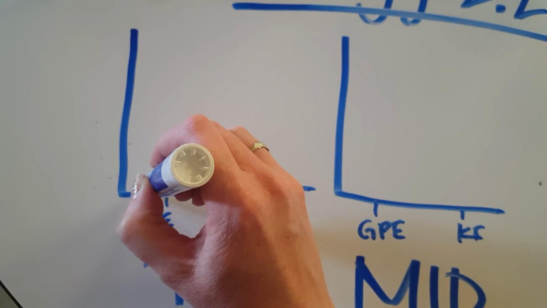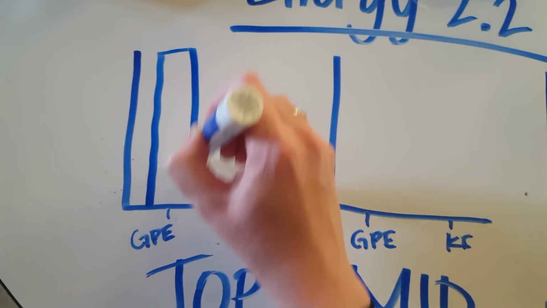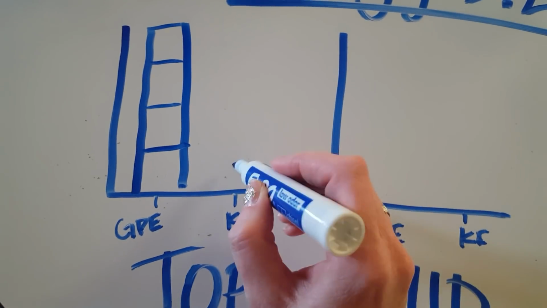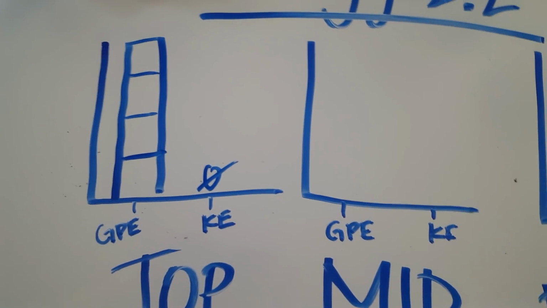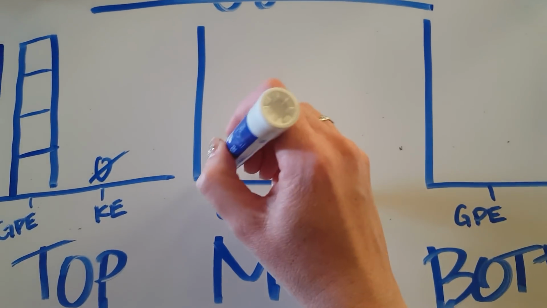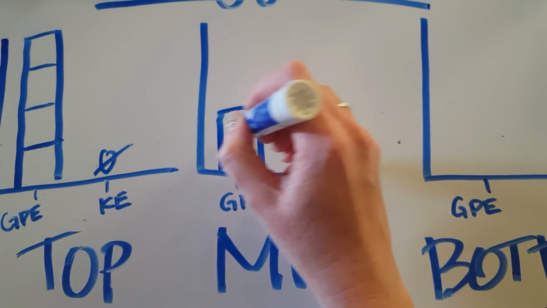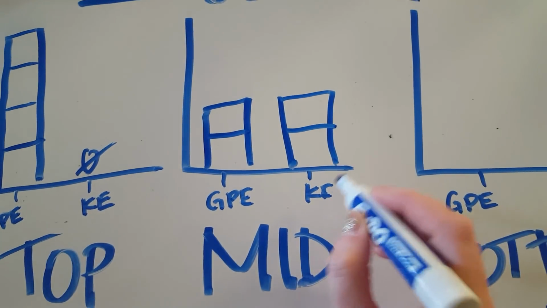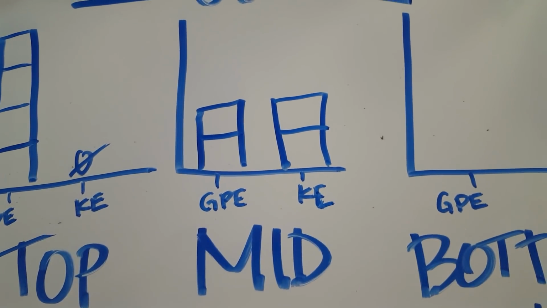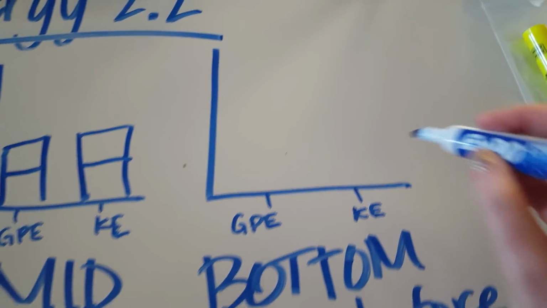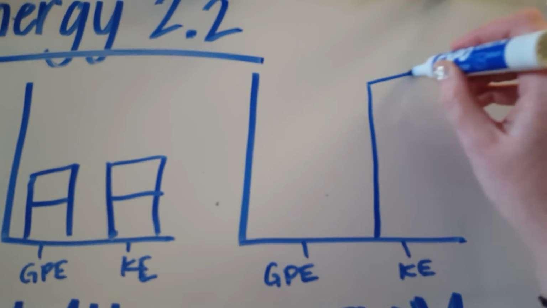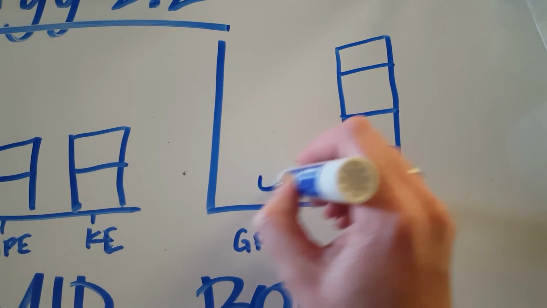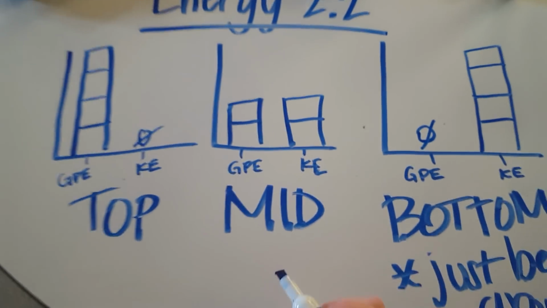So we said at the top of the drop, we simply had 4 total cubes of gravitational potential energy, and we had no kinetic energy. Well, midway down, we had 2 cubes of gravitational potential and 2 cubes of kinetic energy. So we're looking at 50% and 50%. And then at the very end of the scenario, we still had the same 4 cubes of energy, except now they were all kinetic energy and no gravitational potential.